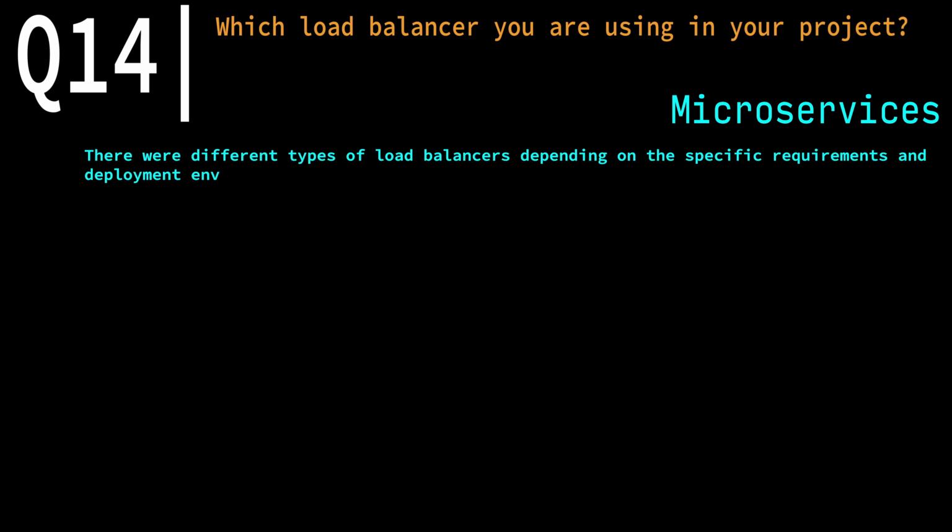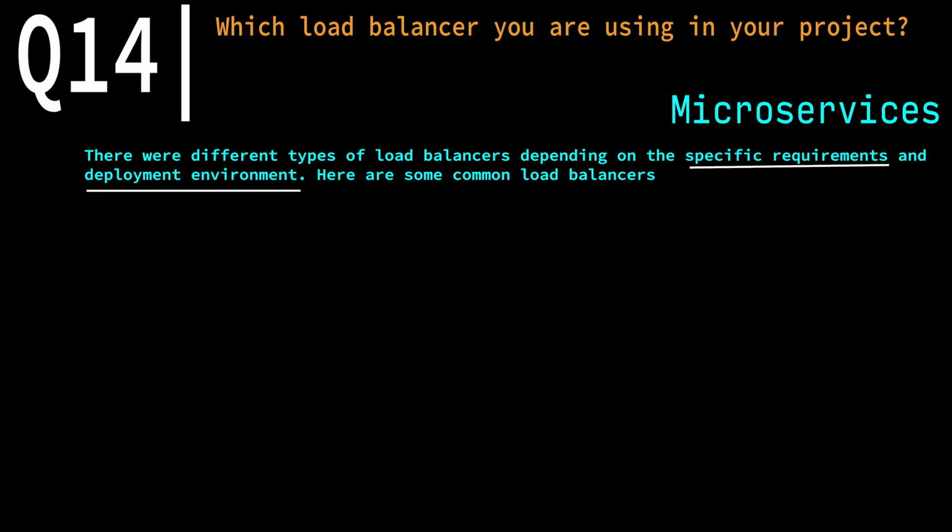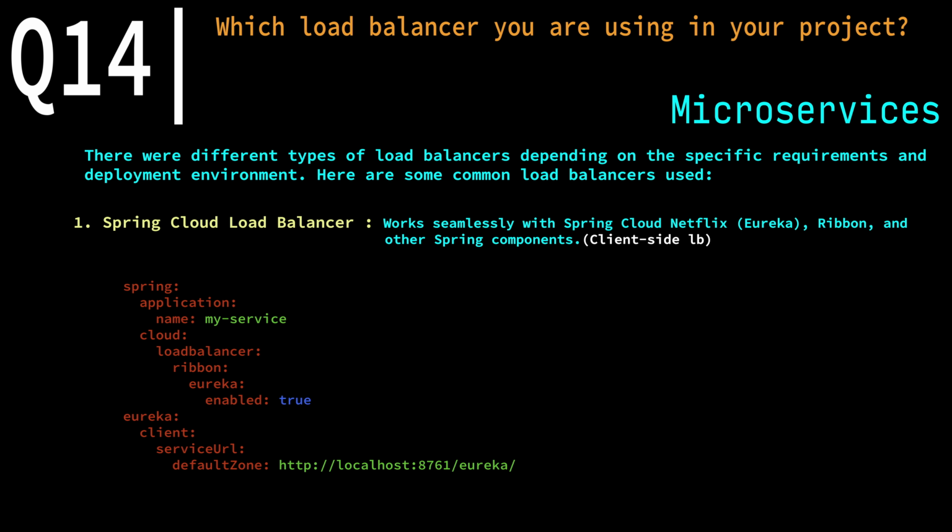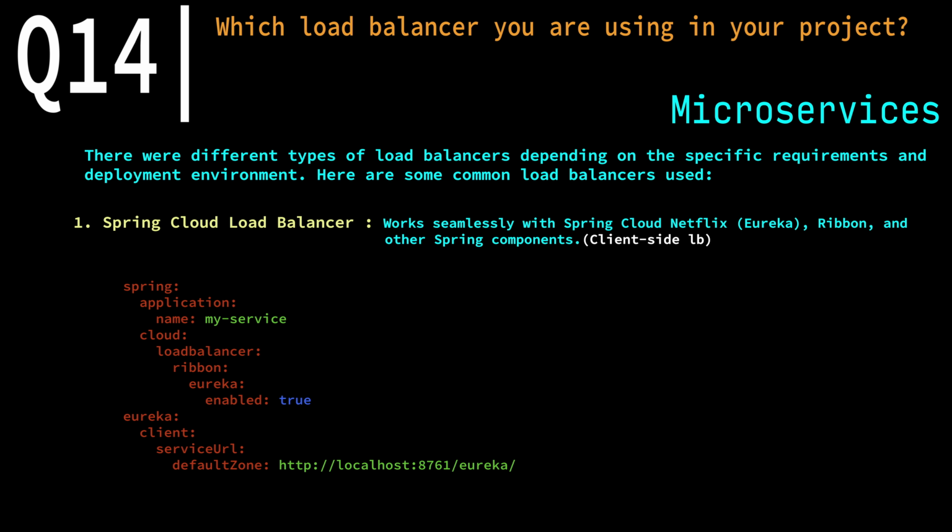This question is about one more design pattern from microservices, that is the load balancer. So the question is which load balancer you are using in your project. Generally we'll use different types of load balancers depending upon the deployment environment and the requirement of the project. From the Spring perspective, Spring Cloud also provides a load balancer called Spring Cloud Load Balancer. It works seamlessly with Spring Cloud Netflix, Eureka, or Ribbon and other Spring components. Here Eureka is a service discovery client provided by Spring Cloud Netflix OSS, and Ribbon is a client-side load balancer. Here is the sample configuration for the Spring Cloud Load Balancer.